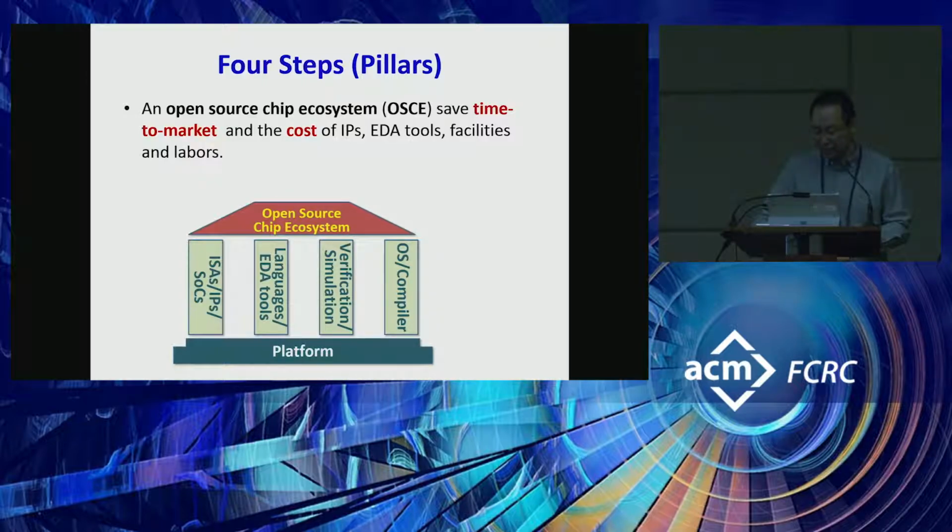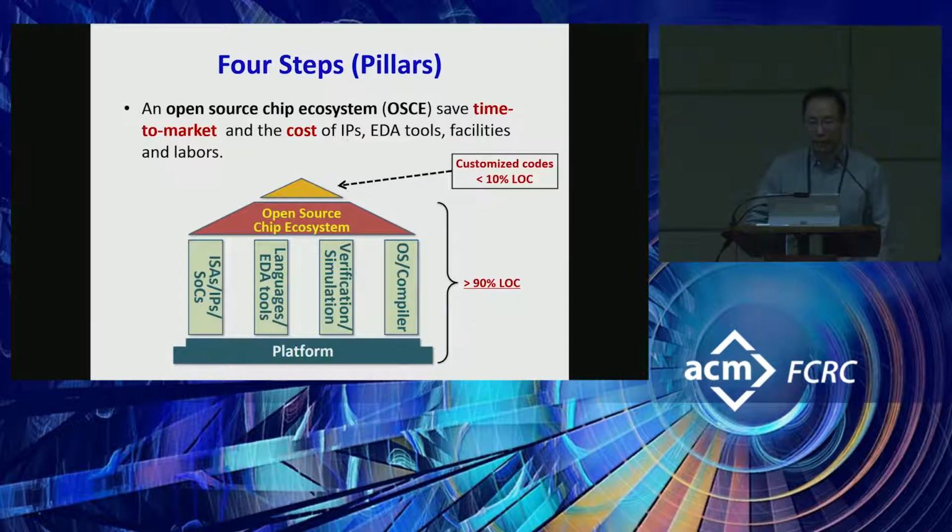If we can build such infrastructure or platform, and those parts can account for like 90% of lines of code, then the customers or users only need to write less than 10% code to implement their chip, to build their chip. So next, let's look at how we can achieve the 4 steps.